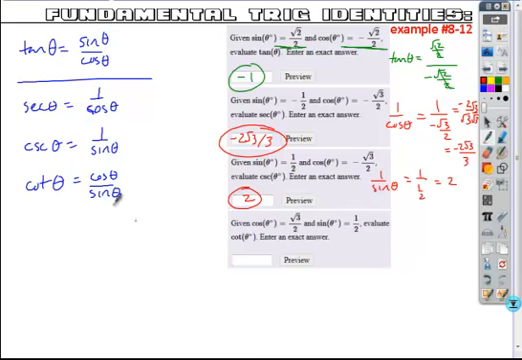And then finally, the cotangent for this last one is going to be the reciprocal of tangent. So tangent is sine over cosine. Cotangent is going to be cosine, root 3 over 2, divided by sine, 1/2. We multiply by the reciprocal. The 2's cancel, and you get your answer of root 3.